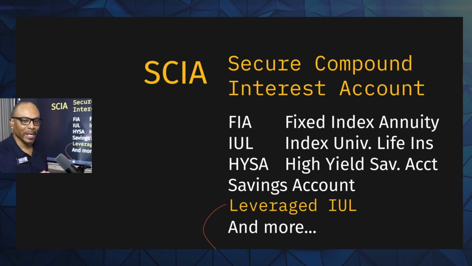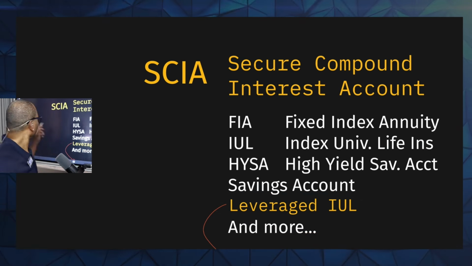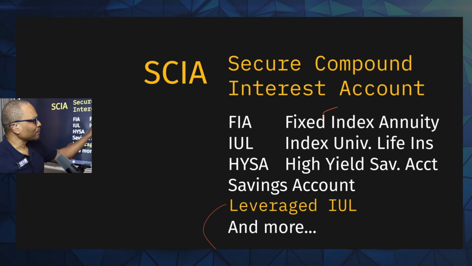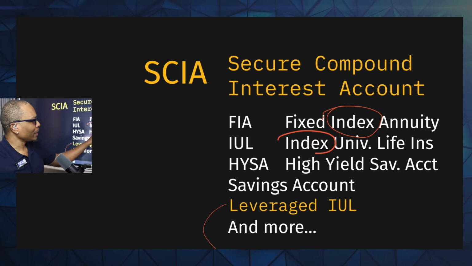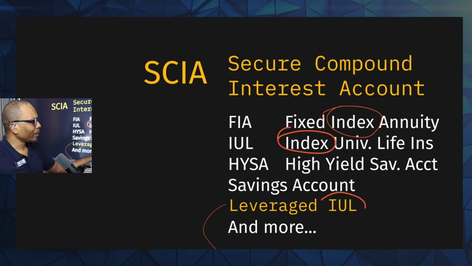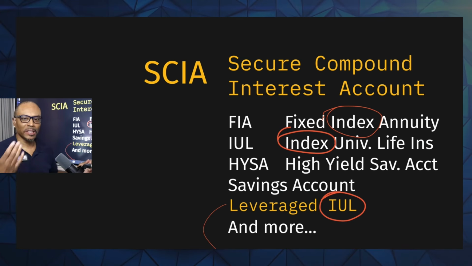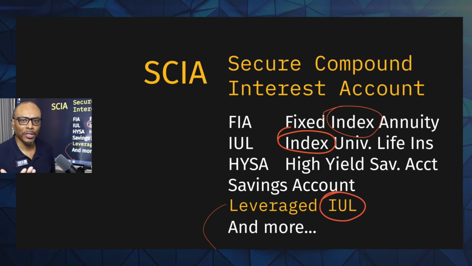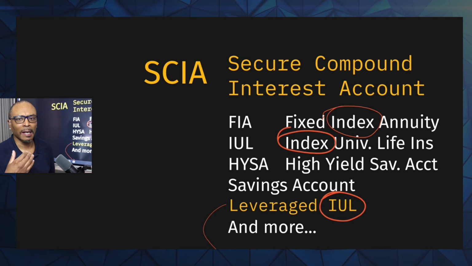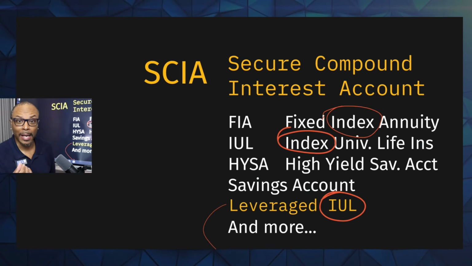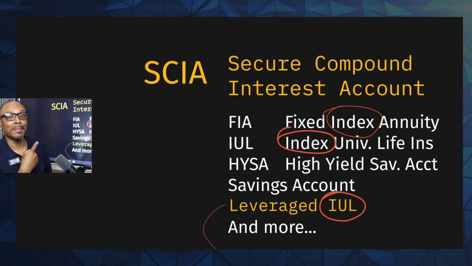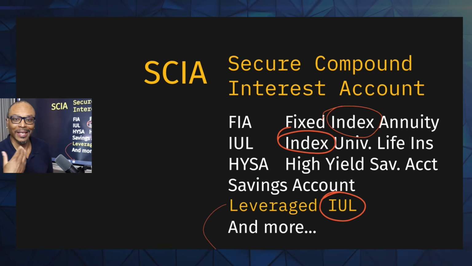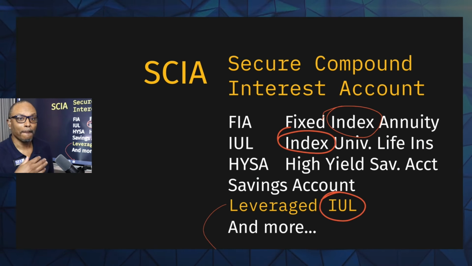Notice any of the words that jump out as being similar? Index pops up a lot. Got index, got index. This leveraged IUL is a type of index. So index jumps out a lot. So why a leveraged IUL compared to an annuity, or a regular IUL, or a high yield savings account? Why? What is it about it? And notice what I am not listing here.